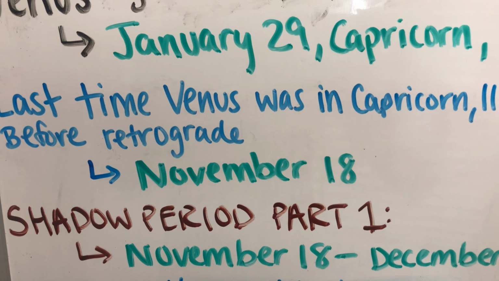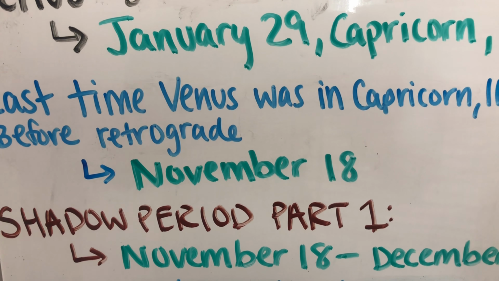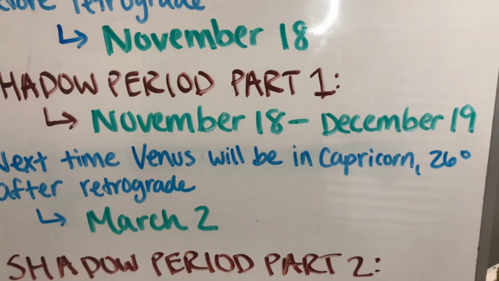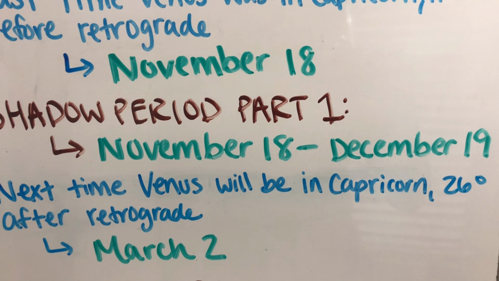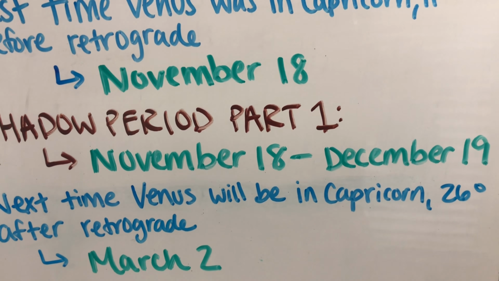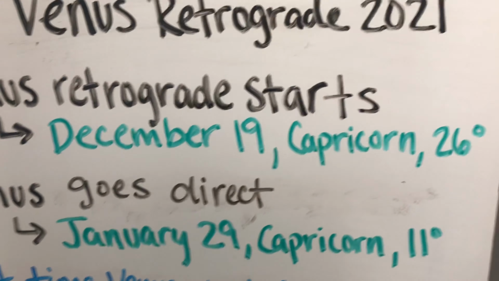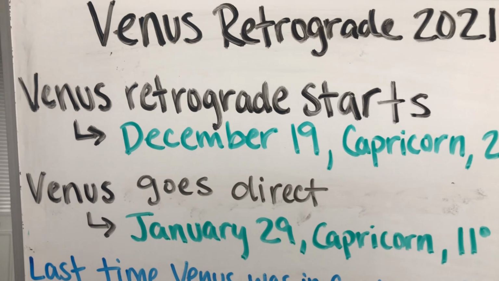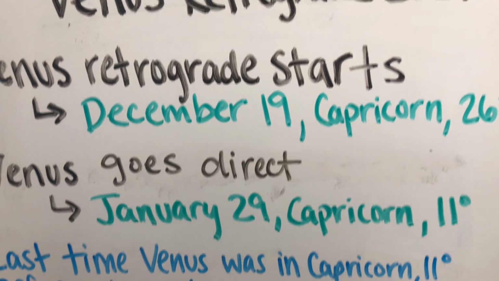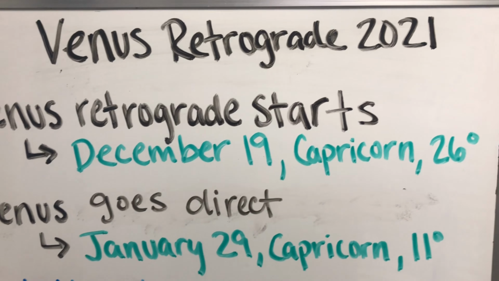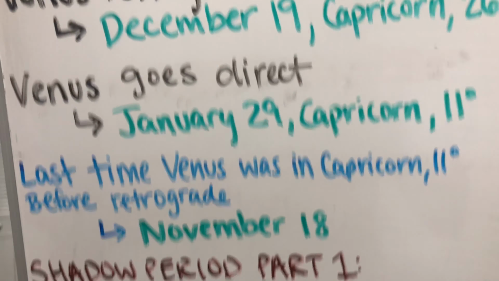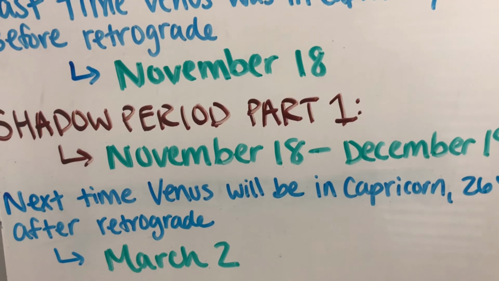So next we're trying to figure out the next part of our shadow period. So first we start by figuring out the next time Venus will be in Capricorn at 26 degrees. Why Capricorn at 26 degrees? Because Capricorn at 26 degrees is when the Venus retrograde will start. So we have to figure out when Venus will be in that same sign and degree when the retrograde is over with. That date is March 2nd.